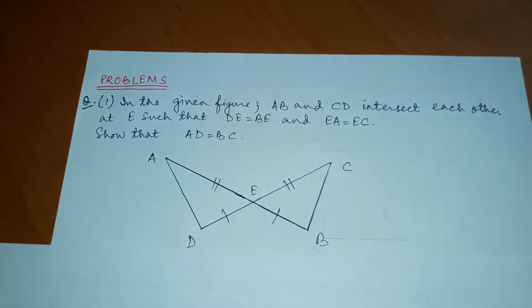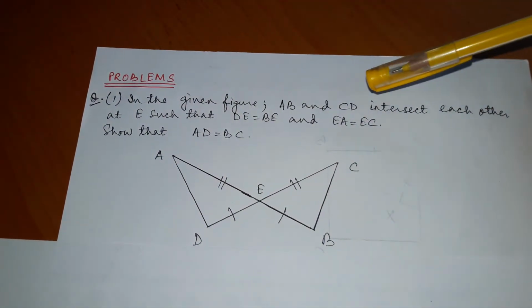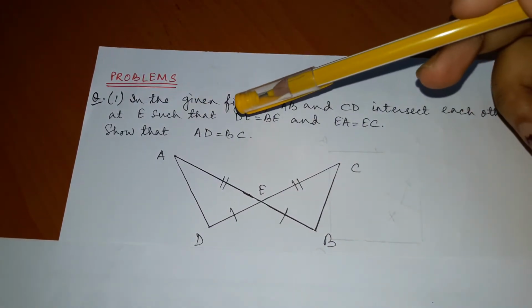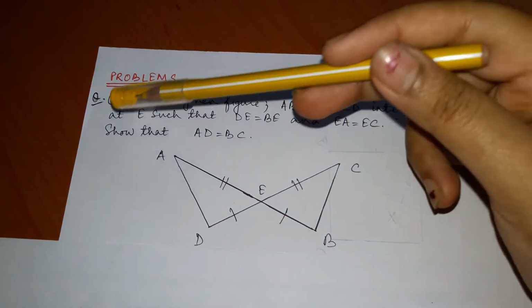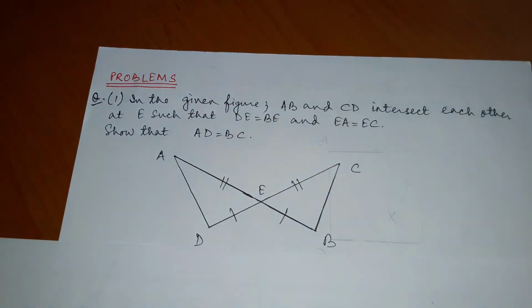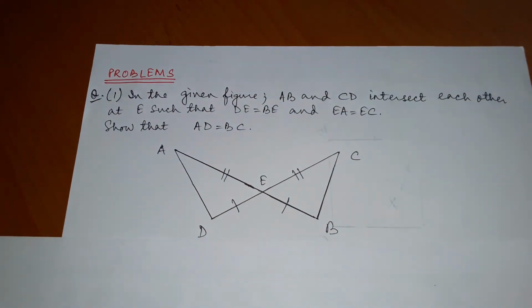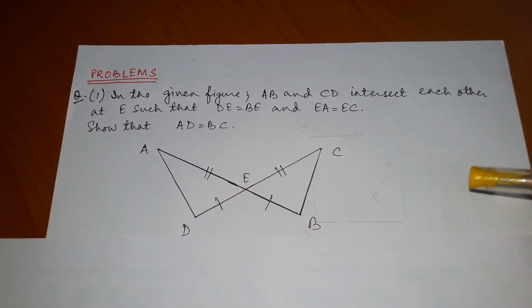Look here, this is our first problem on congruency. See, in the given figure, AB and CD intersect each other at E such that DE equals BE and EA equals EC. We have to show that AD equals BC, and this is our given figure. So we need to show that AD equals BC. Please try it out. We will be trying this out using congruency. Just think about congruency and try this out. Very simple problem, try it out.